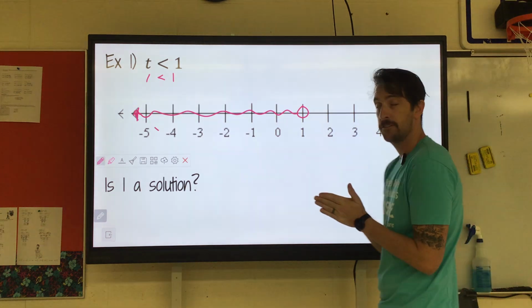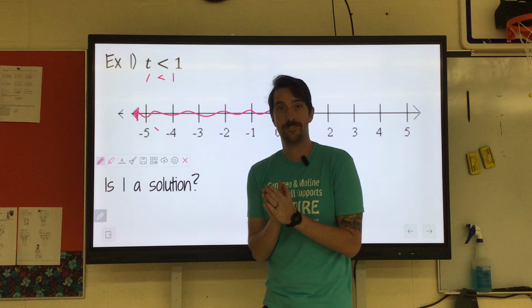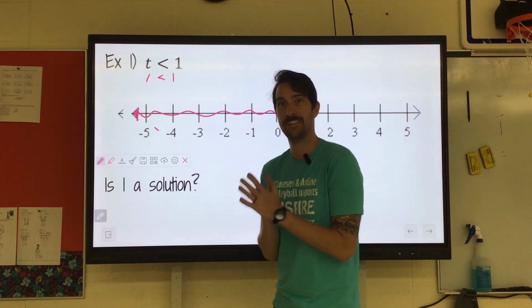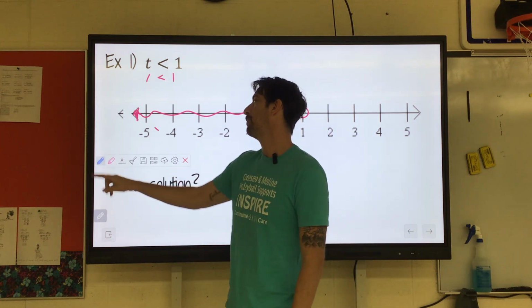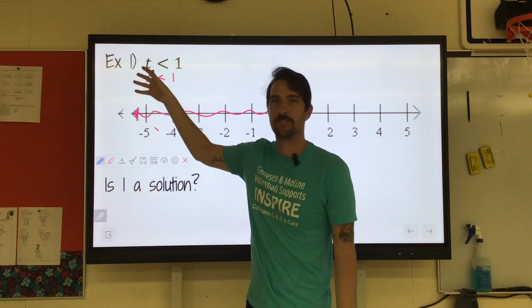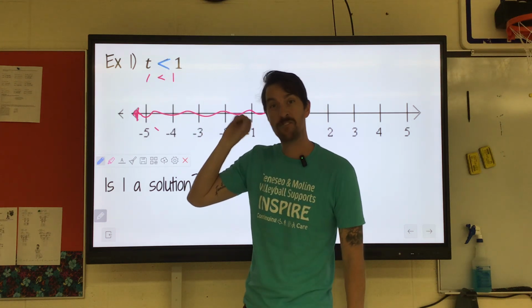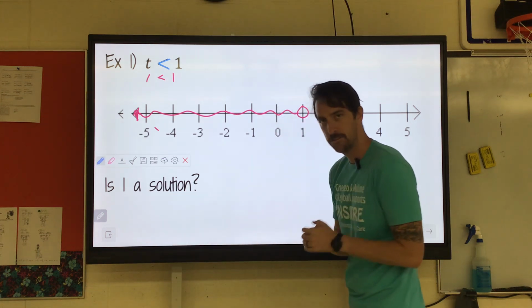Now there's a song for this, and this is a good song. If the letter is first, then follow the arrow. If the letter is second, then don't. It's a Katy Perry song. But look, your letter's written first, the T. So you follow the arrow. The arrow in the inequality is pointing left, so you shade left. If the letter's first, follow the arrow.